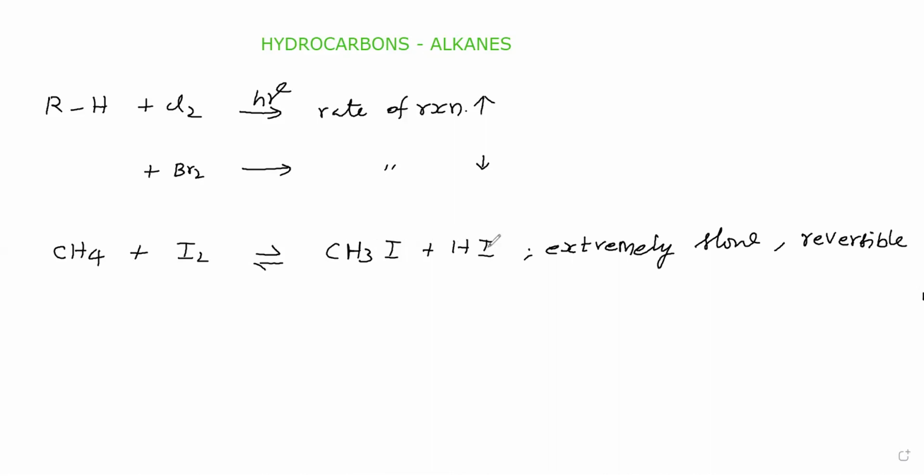To prevent backward, we have to remove this HI, this hydrogen iodide. If we remove hydrogen iodide, then backward will not be there. How to remove hydrogen iodide, we'll see. To remove hydrogen iodide, we will add oxidizing agent. Oxidizing agent is HIO3, otherwise HNO3. HNO3 we can use as oxidizing agent, or HIO3 we can use as oxidizing agent.